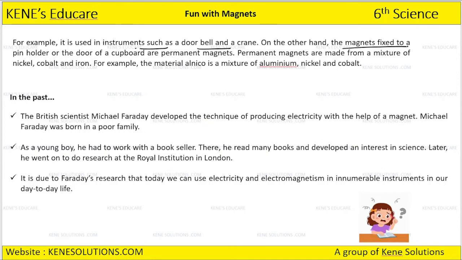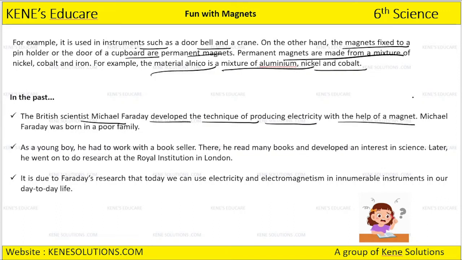Okay. On the other hand, the magnet fixed to a pin holder on the door of a cupboard is a permanent magnet. Permanent magnets are made from a mixture of nickel, cobalt and iron. इनका मिक्सचर करके हम परमानेंट मैग्नेट बना सकते हैं. We are inducing the magnetic effects in them, and the material alnico is a mixture of aluminium, nickel and cobalt. Okay, so in this way the material is made. Now, in the past, the British scientist Michael Faraday developed the technique of producing electricity with the help of a magnet.